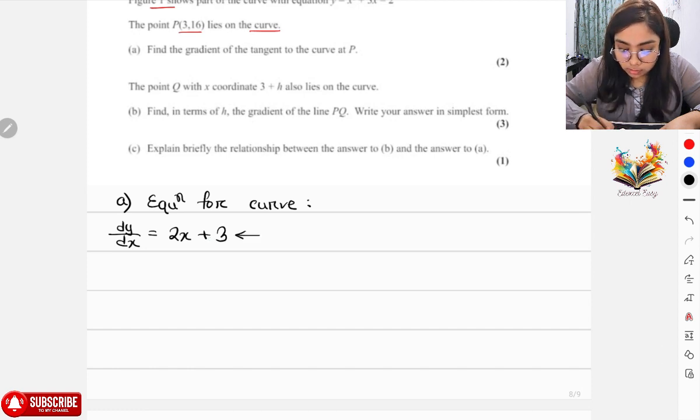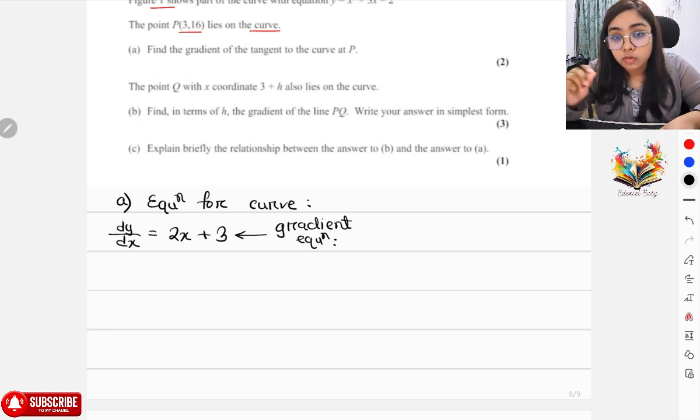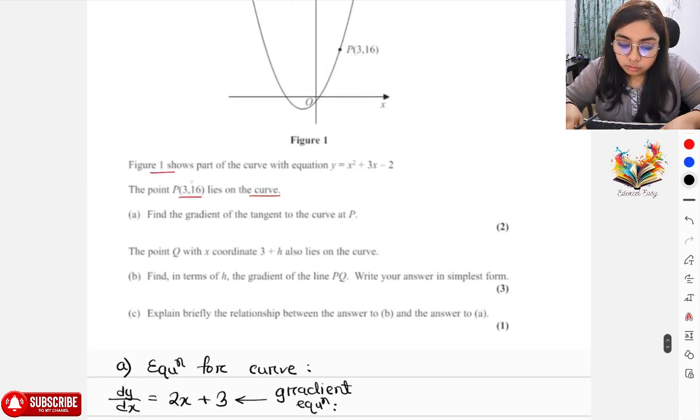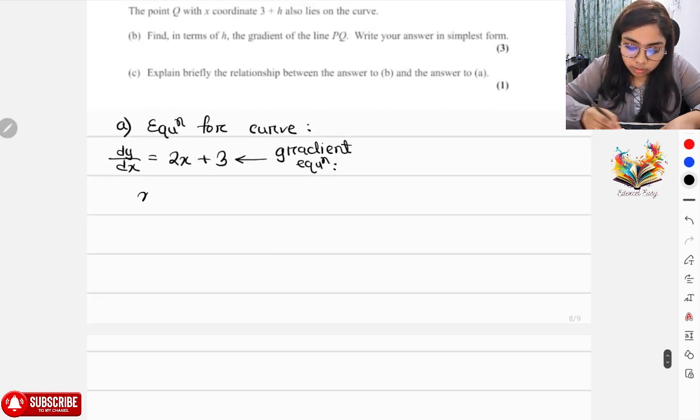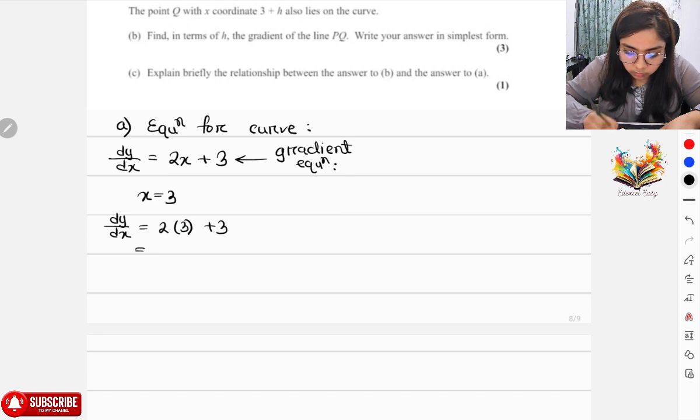Now this is the equation for your gradient. I've already stated that for a curve, the equation for gradient will remain the same, only the value for your x coordinate will change, and that will give you different values for the gradient at different coordinates. I specifically want to find the gradient at point x equals 3, so I'll input x equals 3 into the equation for gradient. So dy by dx becomes 2 times 3 plus 3, which is 6 plus 3, which is 9. That is the gradient for your curve when x equals 3.